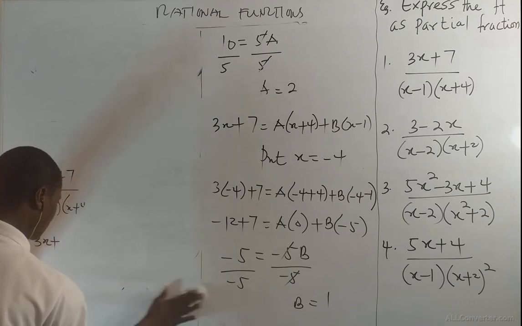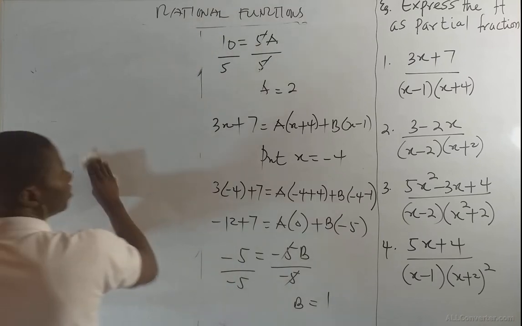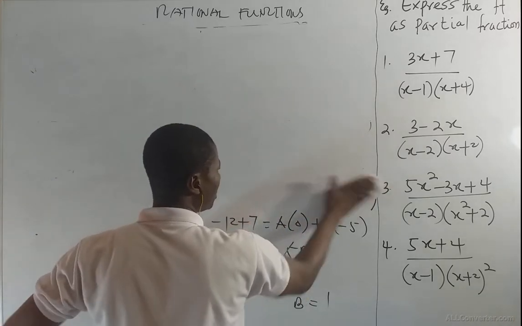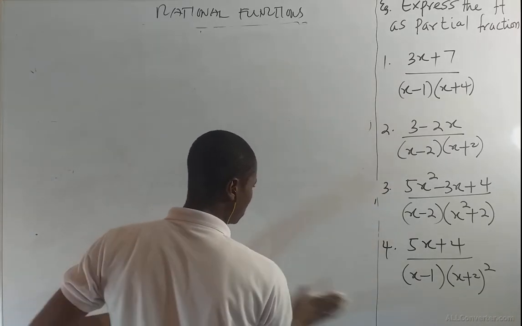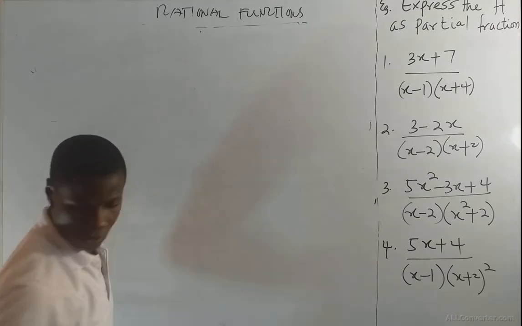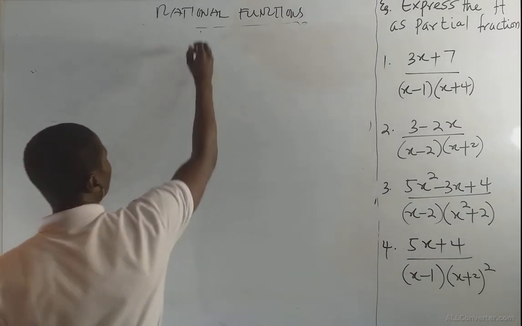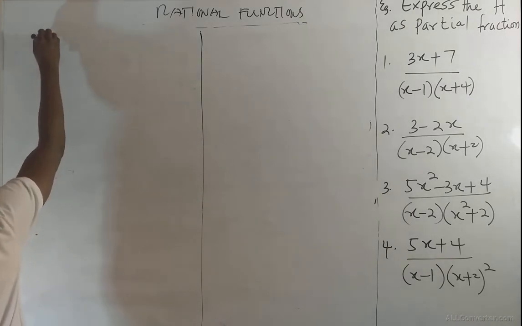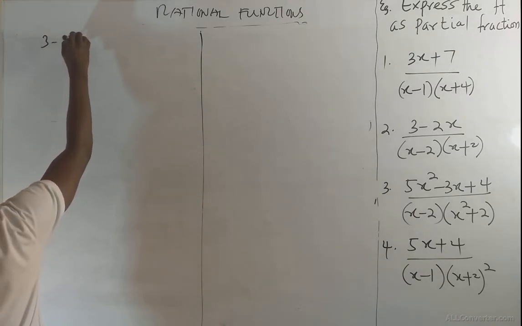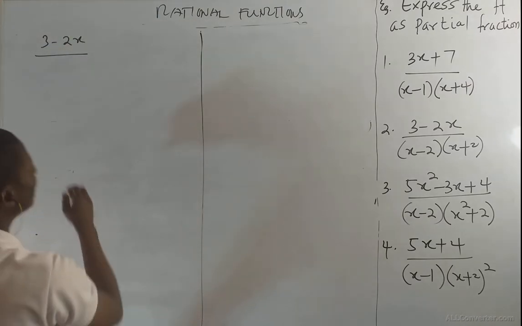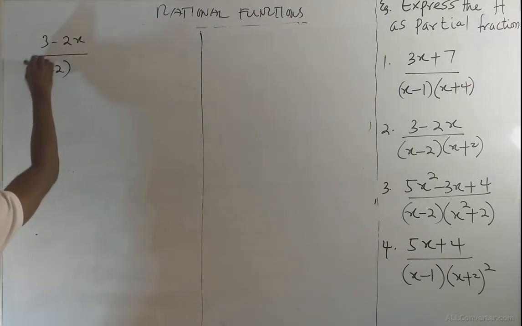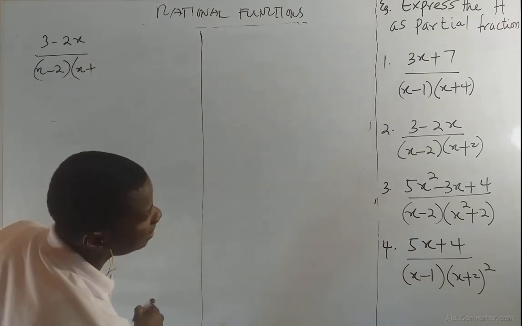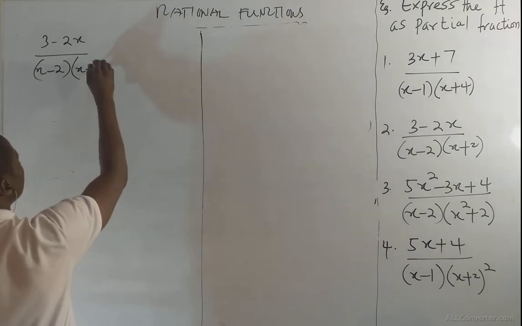The second question, we have the second question up there. And with the second question, we are asked to solve for 3 minus 2x over x minus 2, x plus 2.